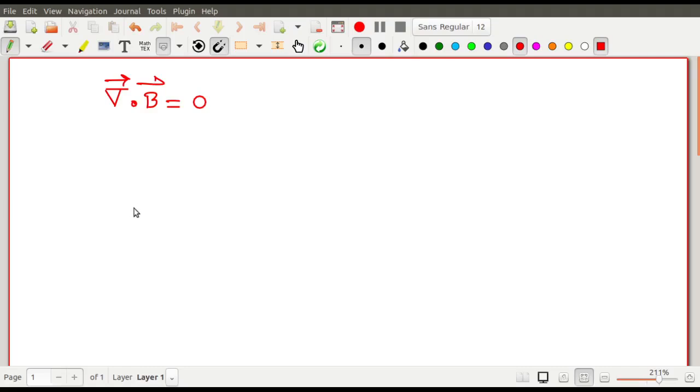Now here I need to use a theorem on vector algebra. If you know it, that's fine. If you don't know it, try to learn it. It will be required only over here, only at this point. Let us take a volume integral on both sides. Taking volume integral.